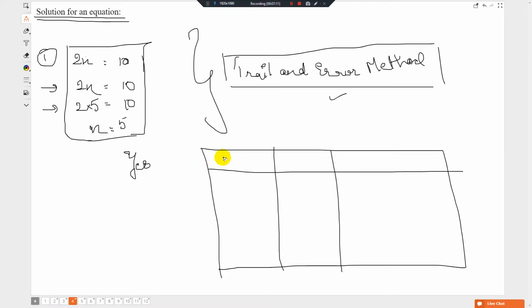Here you write the equation, here a variable, and here the answer. Like this we form it. So the equation is 2n is equal to 10. How to form it? Just go: the variable n is 1, that means 2 into 1, which gives 2, not 10.